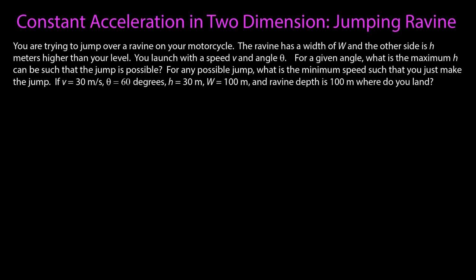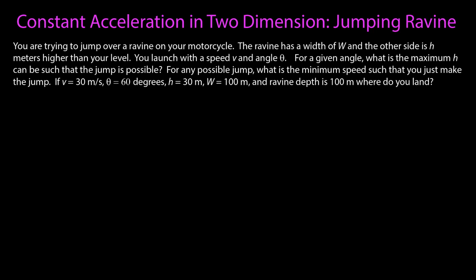In this example for constant acceleration in 2 dimensions, we're going to be jumping ravines. So you're trying to jump over a ravine in your motorcycle. The ravine has a width w, but the other side is h meters higher than your level. You launch with a speed v at an angle theta.